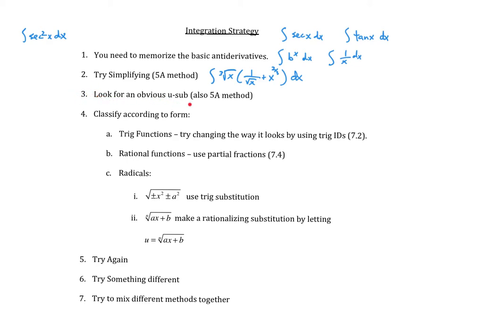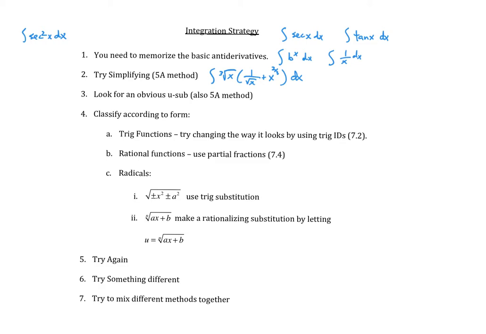I would always look for an obvious U substitution. I'm not going to lie, being able to recognize when a U substitution works generally takes a lot of practice. You almost have to see the derivative sitting in the numerator. Okay, so that's a 5a method, but it still remains one of our most powerful.